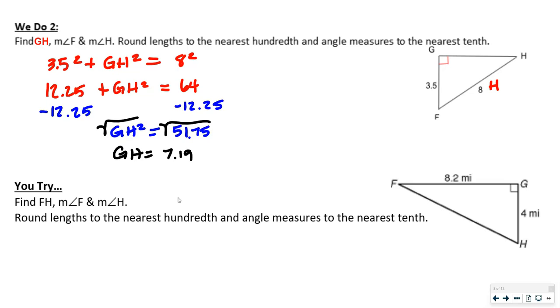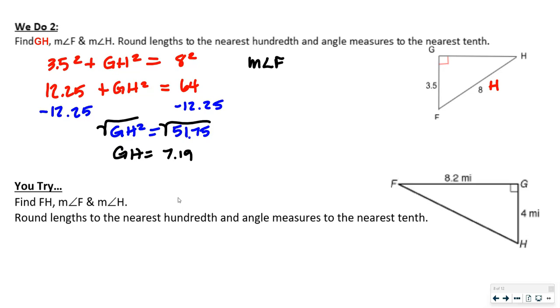Now we need to find the angle. Now listen, I don't use what I find to find the angle. I use what I have, what was given in the problem, because if I make an error here, then I'm going to repeat that error when I'm trying to find the angles, okay? So I'm going to talk about angle F, right? So I'm going to do the measure of angle F, okay?